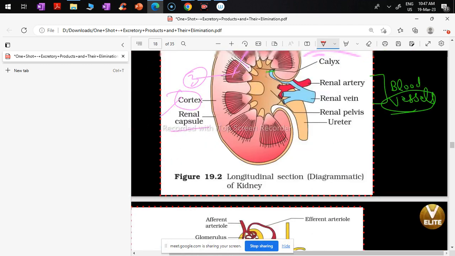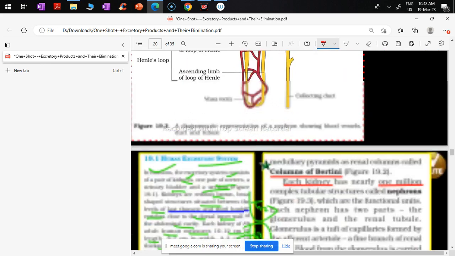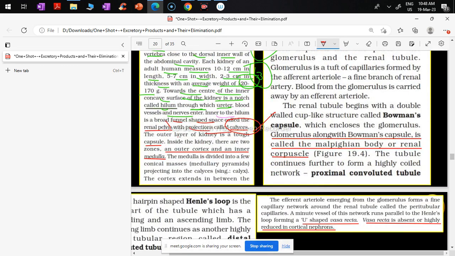You can see here calyces is a plural word. Calyx I am saying for one, and calyces I am saying for the plural. Some calyces are there, you can see here, in this diagram, some projections I mean to say.